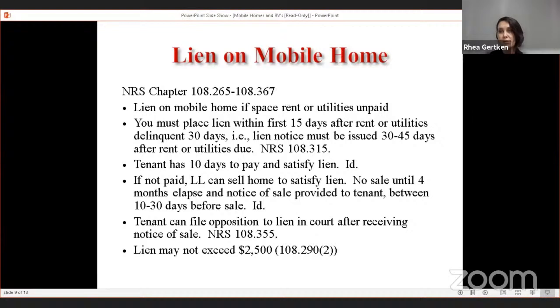This also has to be preceded by a 10-day pay or quit notice. The tenant has 10 days to pay to satisfy the lien. Again, the landlord can then sell the home to satisfy the lien. That's essentially a non-judicial foreclosure of the home that does not have to go through a court process unless the tenant objects to the lien. It's very similar to foreclosing on homes. There's a 4-month lapse between when the notice is provided about the lien, the notice of sale, and then the actual sale date.